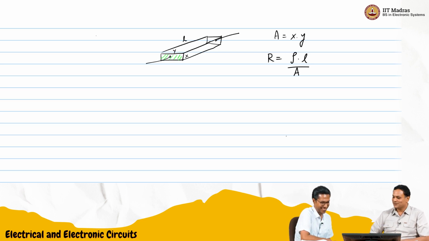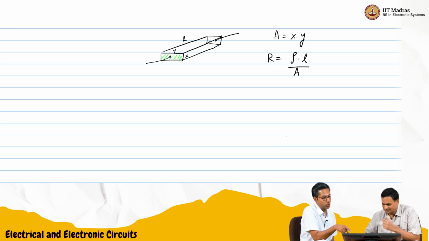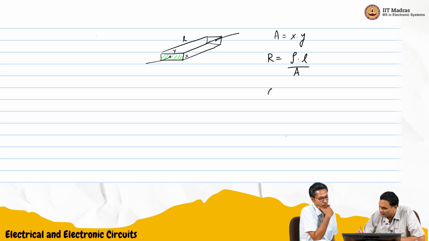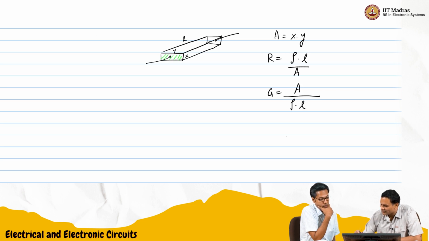So this rho, and we were talking about conductivity. So this is the resistance. Now the conductance for this would be the inverse of this, no? I think that's why we started with this. So it will be A by rho times L. But let's maybe define it. So this is the resistivity.